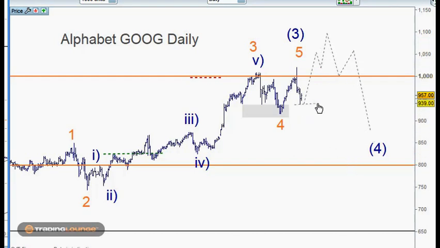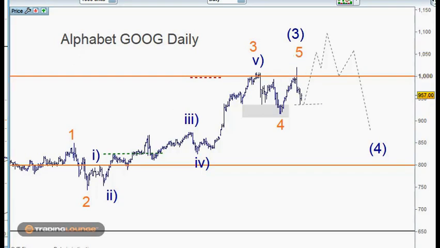So this low in Google's going to be quite critical as well, because if that's breached here, you can see that from this high down to this low, it's already moved to the 61.8% retracement level. It's moved down quite deeply. So another low here would pretty much cement in a top here.